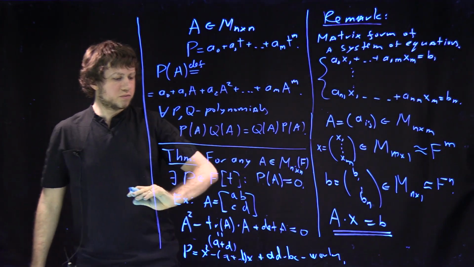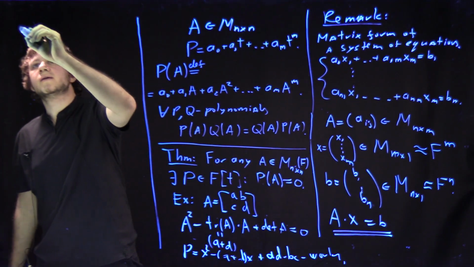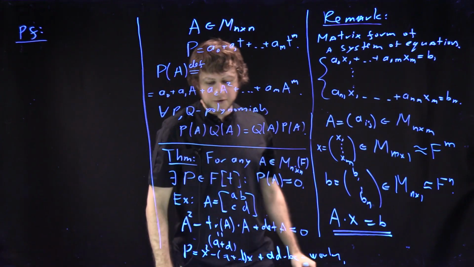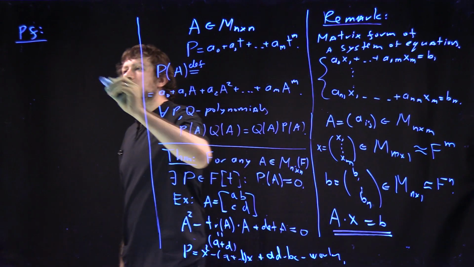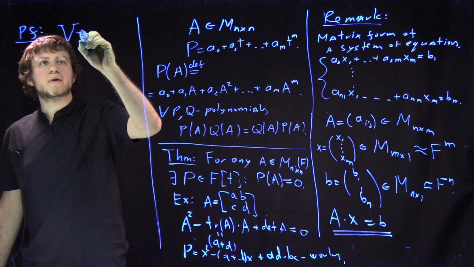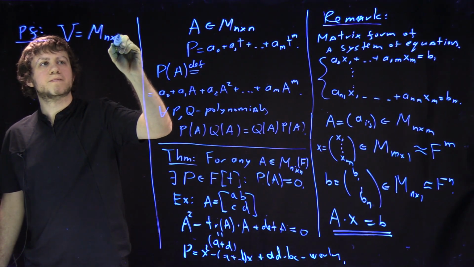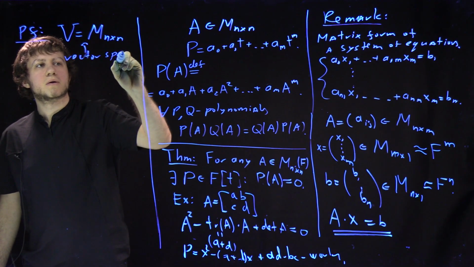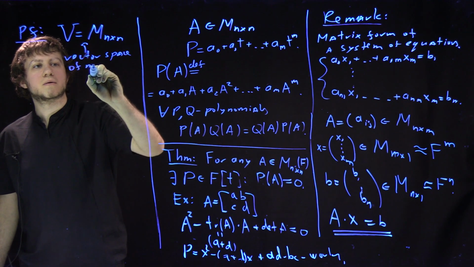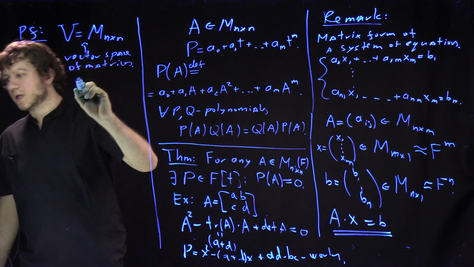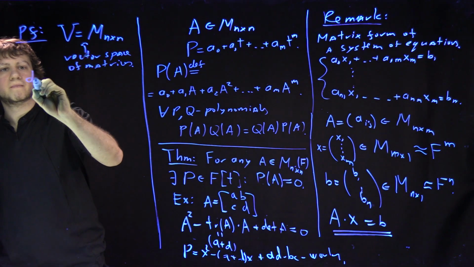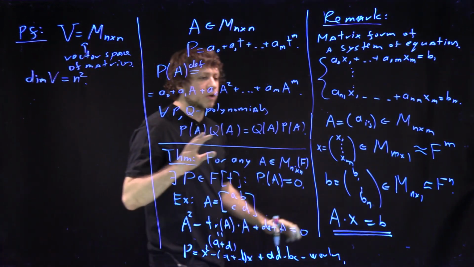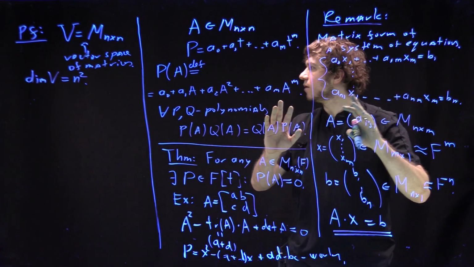The proof is just a one-line proof using a powerful theorem from last class. So I really want you to appreciate it. So let V be a vector space of n by n matrices. So this is a vector space of matrices. So the dimension of V is equal to n squared.